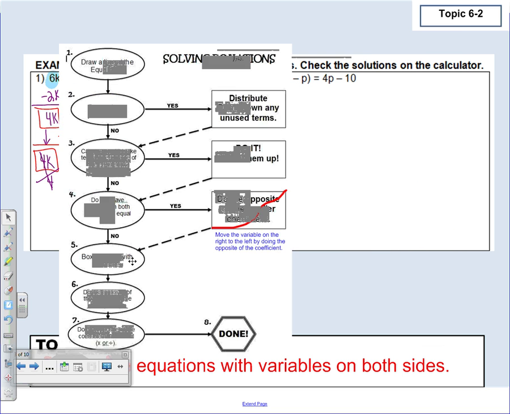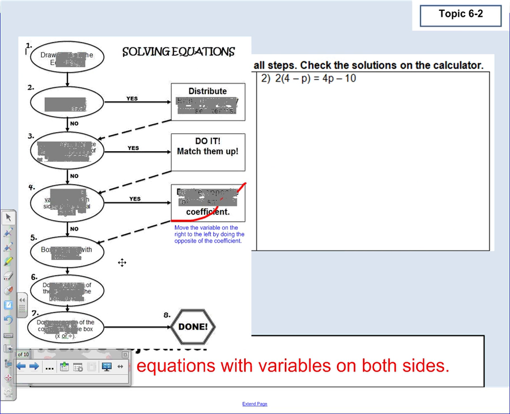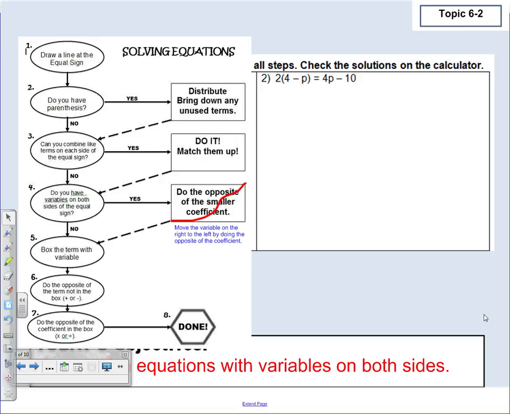Problem number 2. 2 times the quantity 4 minus p equals 4p minus 10. We'll start by drawing a line down the equal sign. Then our step 2 says, do we have parentheses? Yes, we do. We're going to distribute and bring down any unused term. So the parentheses means I need to multiply everything on the inside of the parenthesis by what's on the outside.